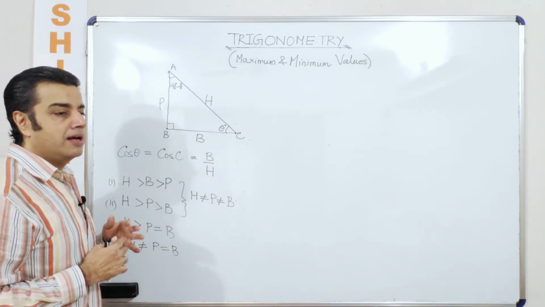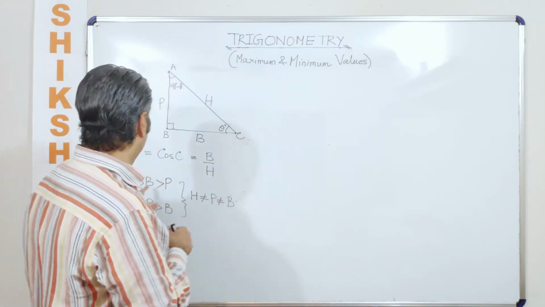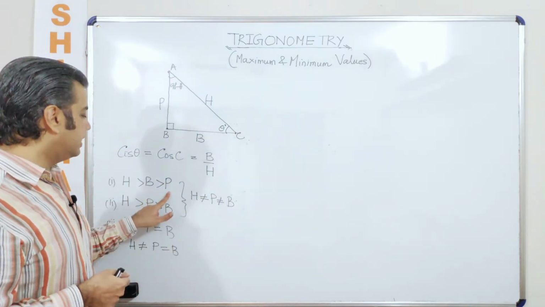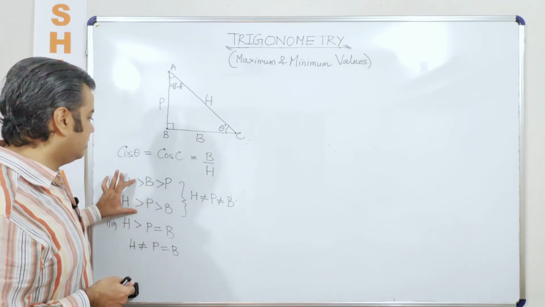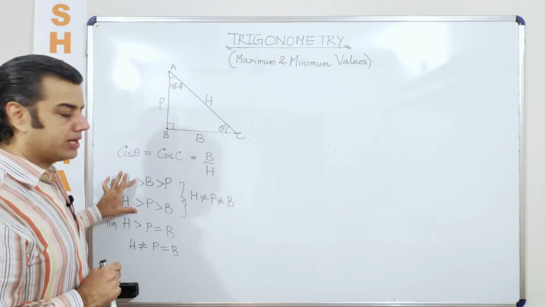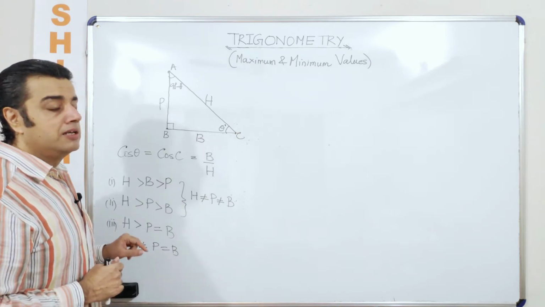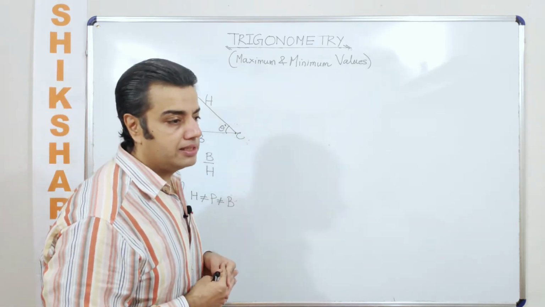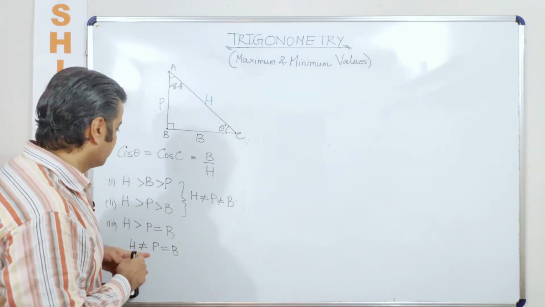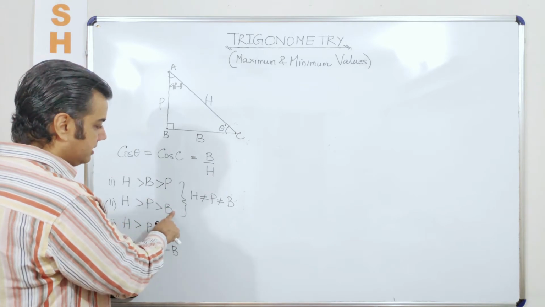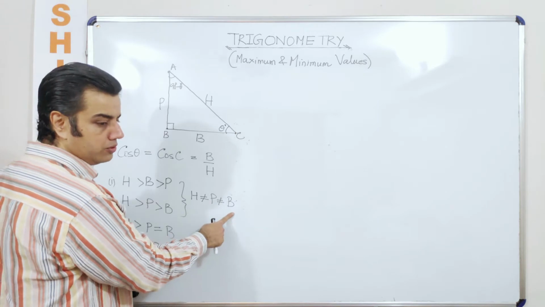Now we know that the hypotenuse is largest among the three. So hypotenuse is greater than B greater than P. Hypotenuse is greater than P greater than B, because here we are talking about both of these as scalene triangles. And the last case that I made is of an isosceles triangle. We know that a right angled triangle can be either a scalene triangle or an isosceles triangle. There cannot be a third category here. So if I combine these two cases, it is just like saying hypotenuse is not equal to the perpendicular is not equal to the base.